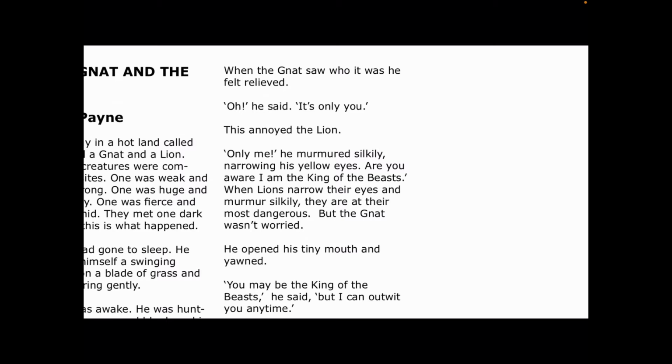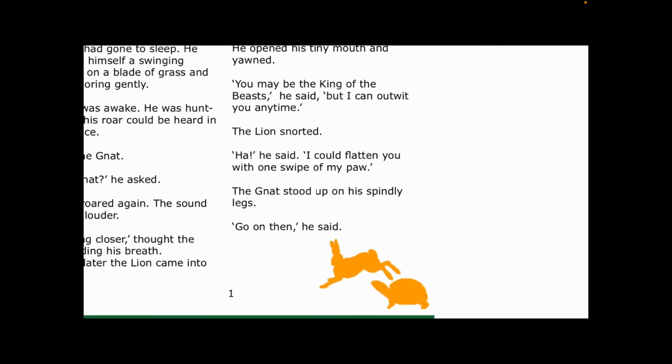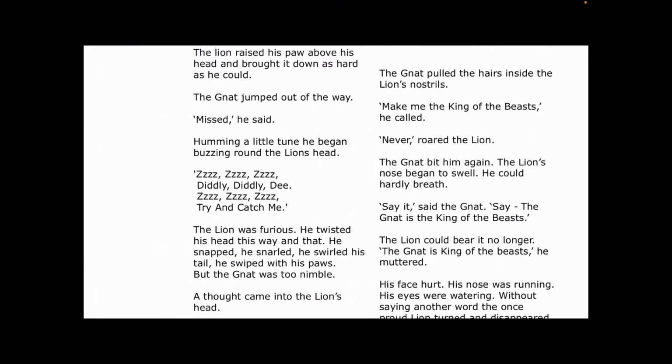He opened his tiny mouth and yawned. "Urgh. You may be the king of the beasts," he said, "but I can outwit you any time." The lion snorted. "Ha," he said, "I could flatten you with one swipe of my paw." The gnat stood up on his spindly legs. "Go on then," he said. The lion raised his paw above his head and brought it down as hard as he could. The gnat jumped out of the way. "Missed," he said, humming a little tune.